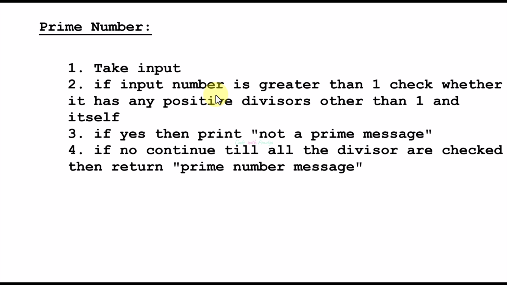So first we need to check whether the input number is greater than 1. If it is greater than 1, then we need to check whether the given number has any positive divisors other than 1 and itself. To do that, we need to divide the given number starting from 2 till that number, or we can divide that number starting from 2 to the square root of that number. I explained this logic in the previous tutorial.